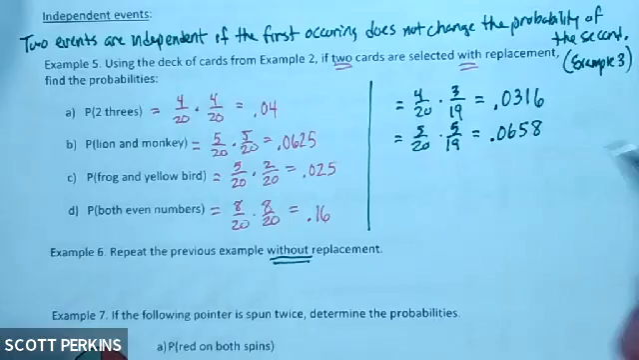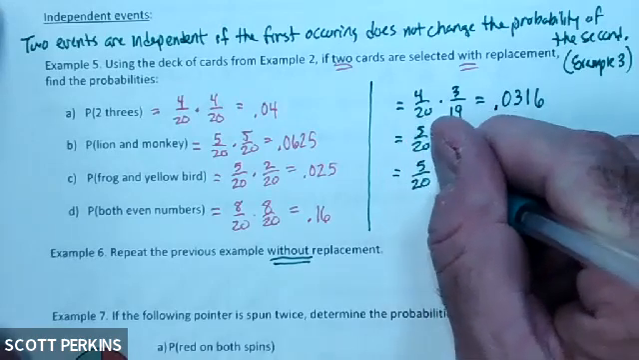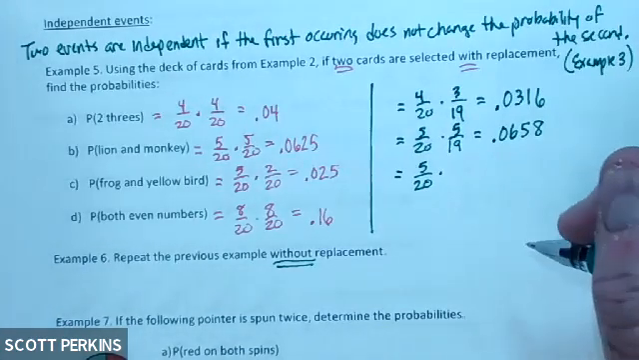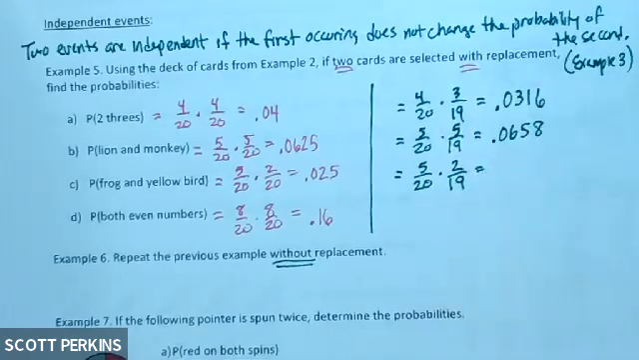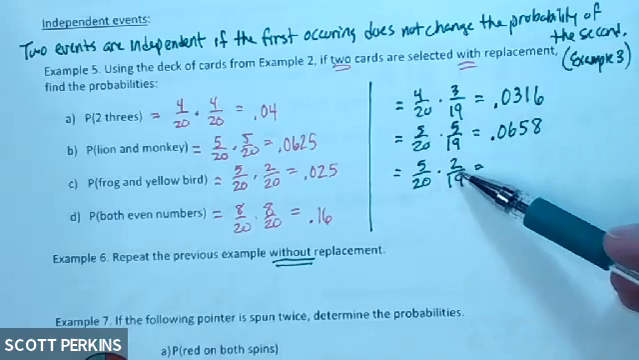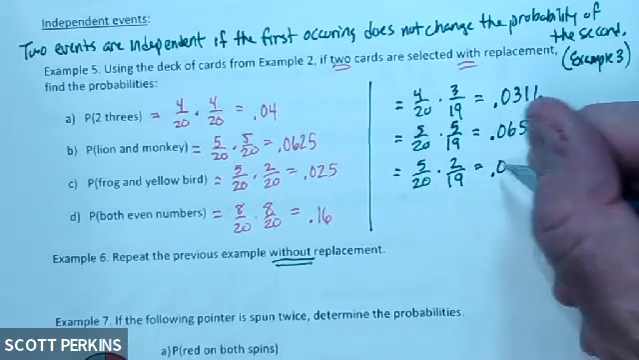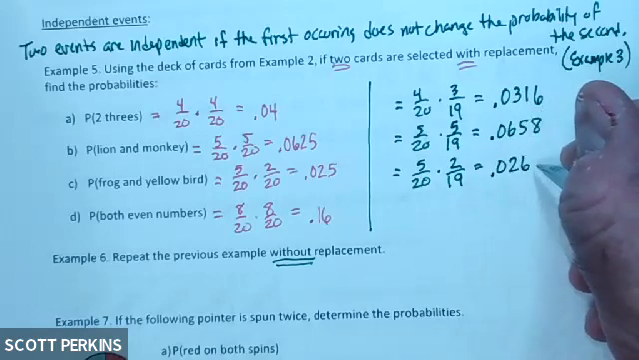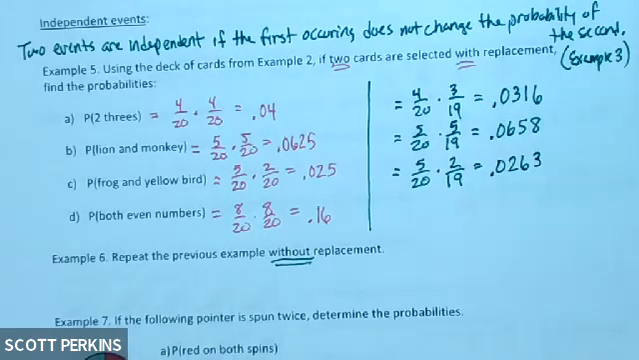Frog and a yellow bird. Well, again, the probability of a frog does not change. There's 5 frogs out of 20. Now I'm holding a frog in my hand. I'm going to pull again. What's the probability of a yellow bird now? 2 out of 19. Excellent job. 5 times 2 is 10, divided by 20, divided by 19. Turns out to be 0.0 what? 268.3. Thank you.